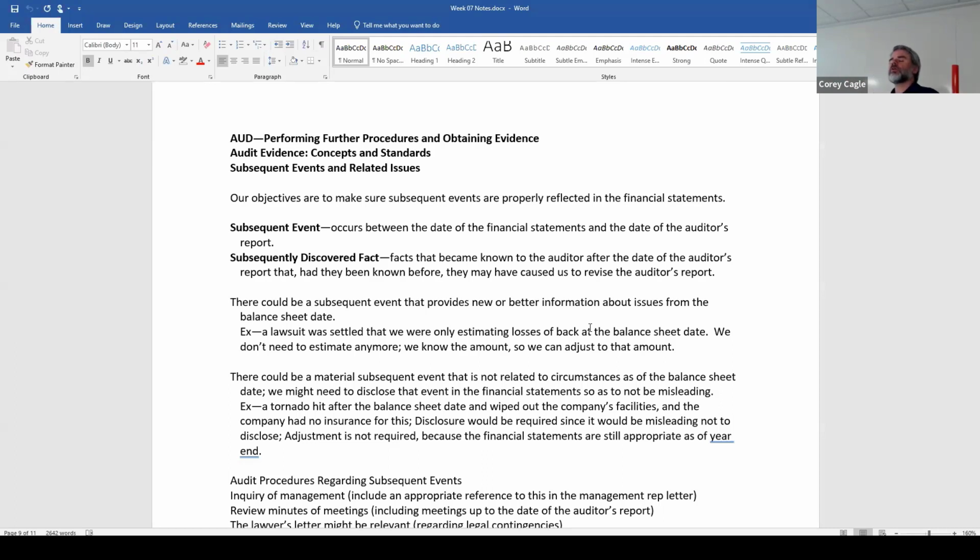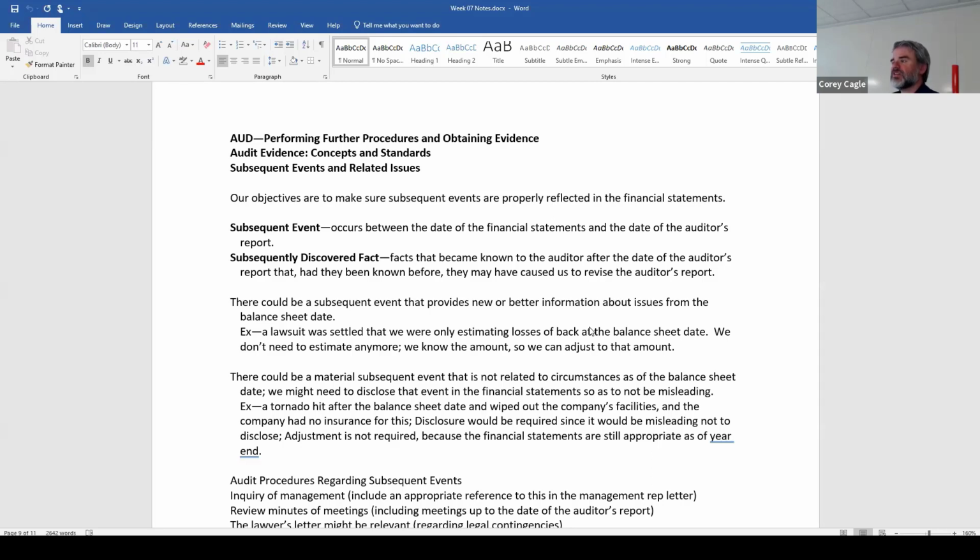All right. There's also subsequently discovered facts that are being defined here, and that's a fact that becomes known to us, the auditor, after the date on the auditor's report. If we had known it before, we would have had some revisions, right? So what are we talking about? Well, back to subsequent events, there could be a subsequent event that gives new information or maybe just better information about things that are on the balance sheet, in the financial statements.